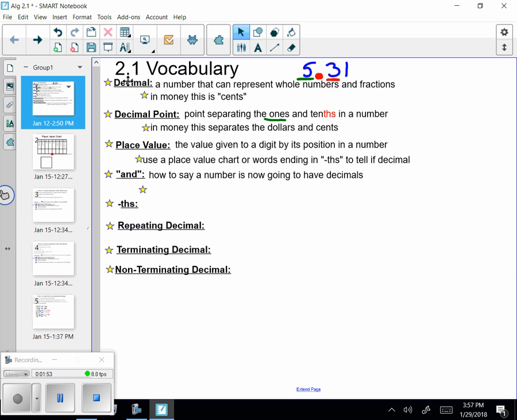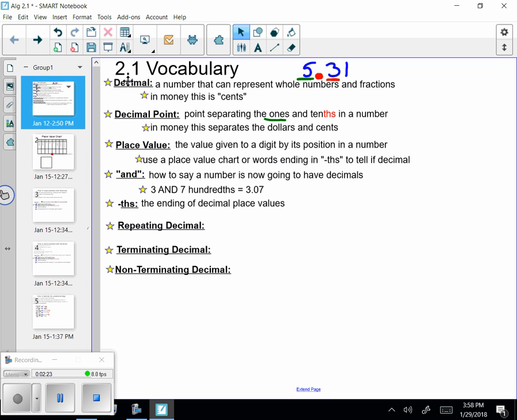The word "and" is how you say a number is now going to have decimals. In reading the number 3 and 7/100ths, we'd have 3.07. That "and" means point. When we say money, we often say it correctly: $5.31. "And" means decimal. Or the ending ths. It's a suffix, the ending of a decimal place value.